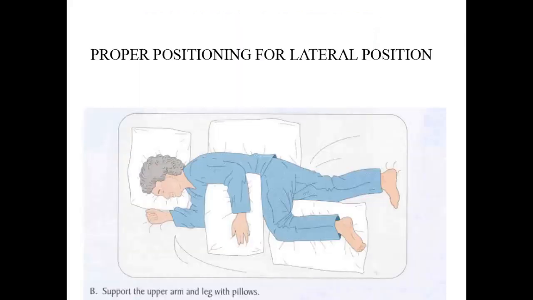This is the proper positioning for a lateral position, and see how many pillows are placed to prevent the friction or prevent the pressure points on the patient. One pillow should be placed under the head and neck, another pillow at the back of the patient, one pillow under the elbow, and one under the knee.